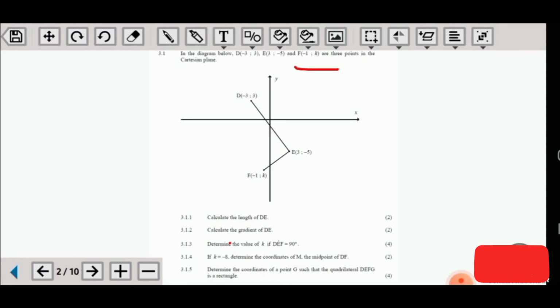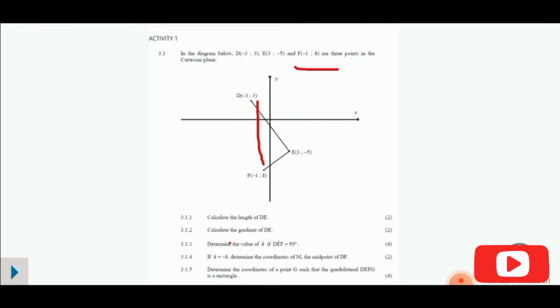So the next question says, if K is -8, so this is actually proving the answer that we got. They said if K is -8, determine the coordinates of M, the midpoint of DF. So what we have to do here is draw a line from D to F. And from that line there's a midpoint right here, and we need to determine its coordinates. In order to determine the coordinates of the midpoint M, we need to use the midpoint formula.